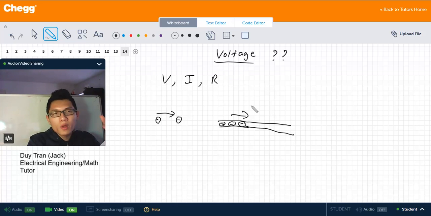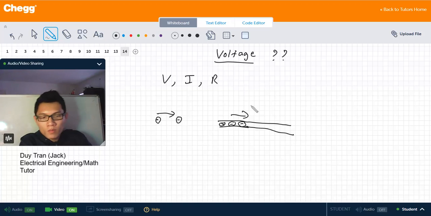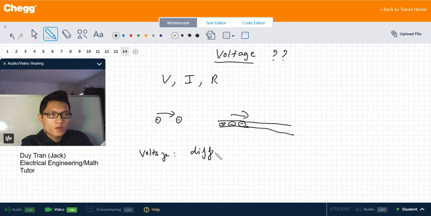The three basic building blocks using the electrons are voltage, current, and resistance. And we define the voltage as the difference in the charge between two points. So this is the difference in charge. The electron is the one creating the charge, and the voltage is the difference in the charge between the two points.